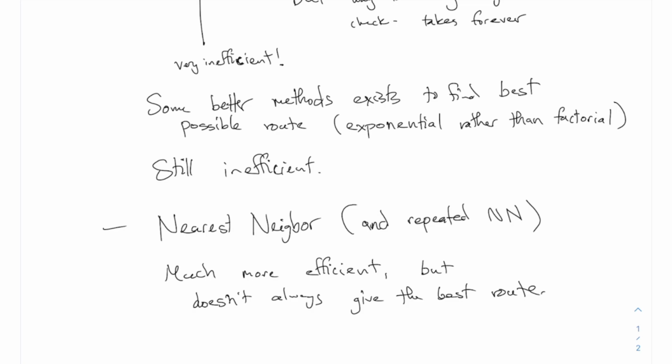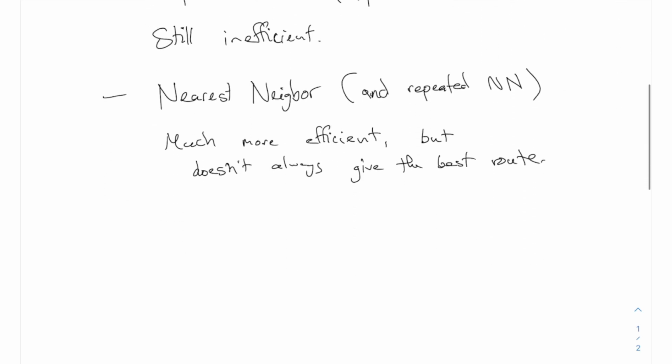But in real life situations when the brute force is unworkable, you have to settle for something which doesn't always give you the best answer. And the nearest neighbor is one such procedure. It gives you something which you hope is going to be close to the best answer, but is not guaranteed to be the best answer. And what I want to do today is another one.